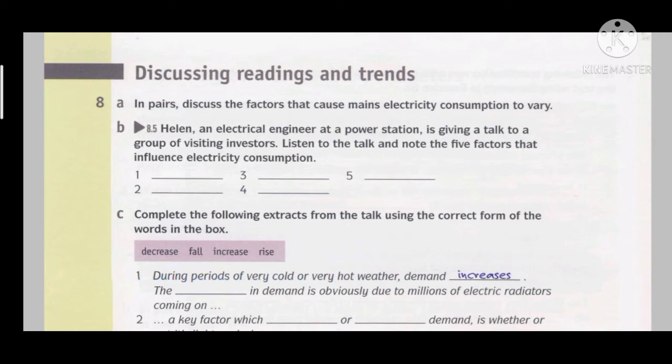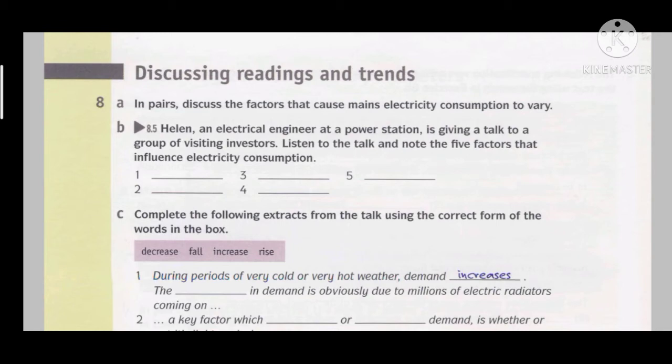Okay, number 2, light levels. That's right. If it was in the morning, we would not turn on lights because we already have the light. But when it's at night, we use the light because we cannot see. So we turn on the lights, and so the consumption is increased. So number 2 is going to be light levels.